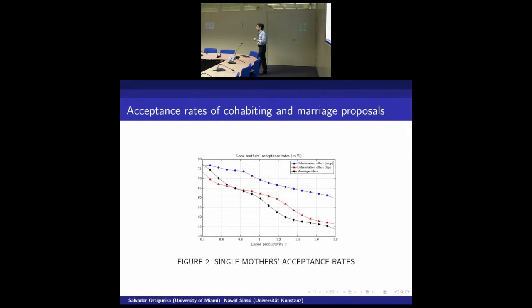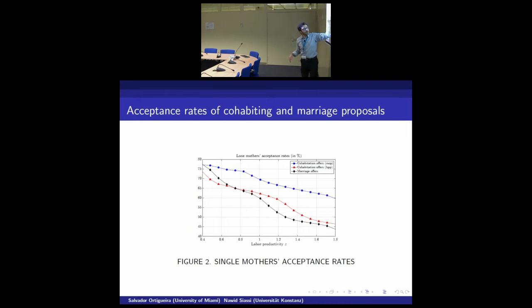So these are the acceptance rates of cohabiting and marriage proposals by single females. This is in terms of labor productivity. Okay? If productivity is low, a very low productive single mother is going to accept most of the offers, as high as almost 80% of the offers. Her productivity is very low, so the proposal is good for her. And there is not much difference between marriage and cohabiting proposals.